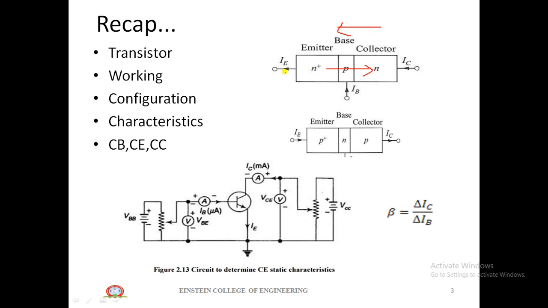Next, we studied the configuration and characteristics of transistors. Here we have three terminals. One terminal will act as the input, another will act as the output, and the third terminal will act as the common terminal for both input and output. According to this, we classified the configurations as common base configuration, common emitter configuration and common collector configuration.